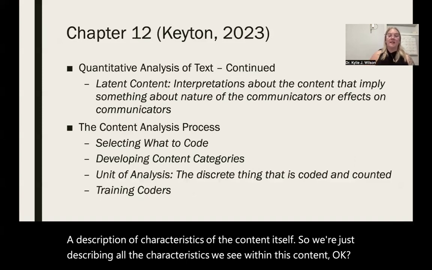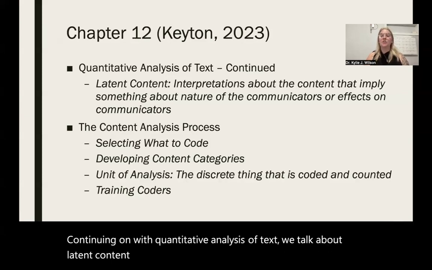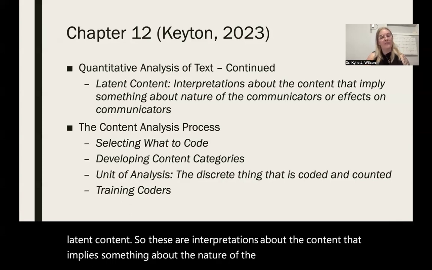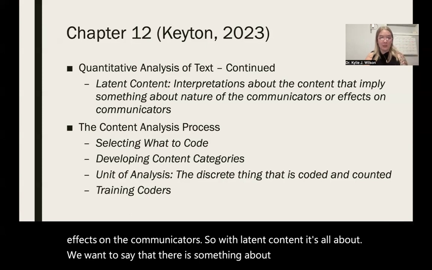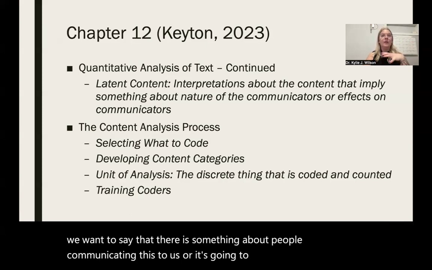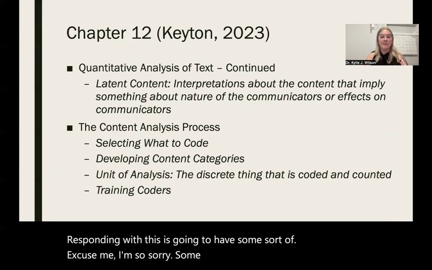Continuing on with quantitative analysis of text, we talk about latent content. So these are interpretations about the content that imply something about the nature of the communicators or effects on the communicators. So with latent content, it's all about, we want to say that there is something about the people communicating this to us, or it's going to have some sort of effect on the people who are communicating, right?